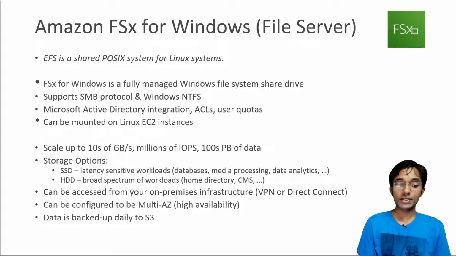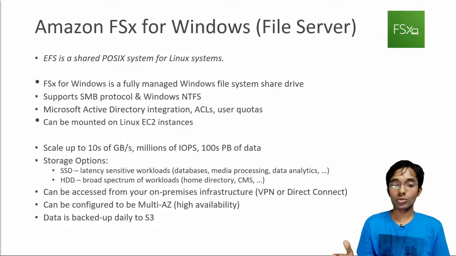So the idea is that it gives you a file system that is shared for all your Windows machines easily, but you can also mount it on Linux EC2 instances. So it works for both Linux and Windows instances, but remember, this is a Windows file system. Now it has a massive scale. It can scale up to tens of gigabytes per second, millions of IOPS, and hundreds of petabytes of data.